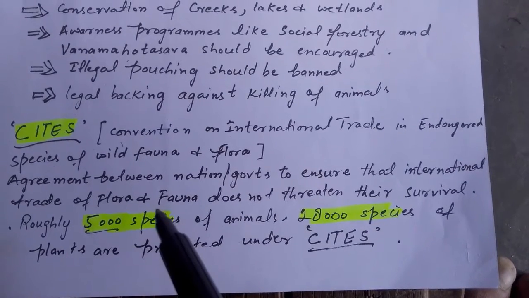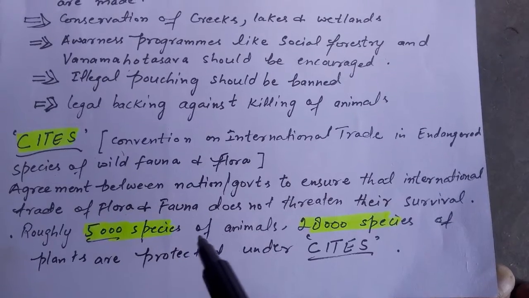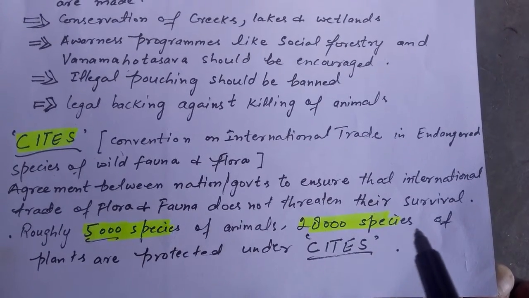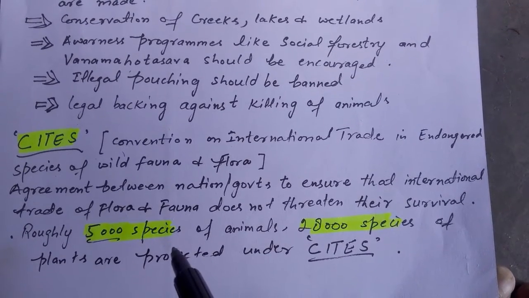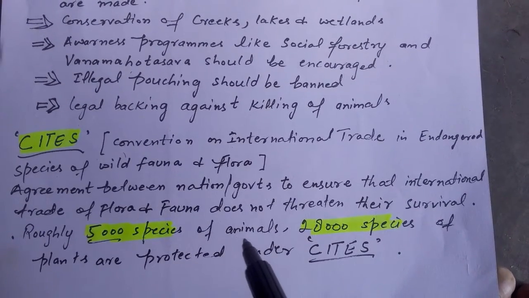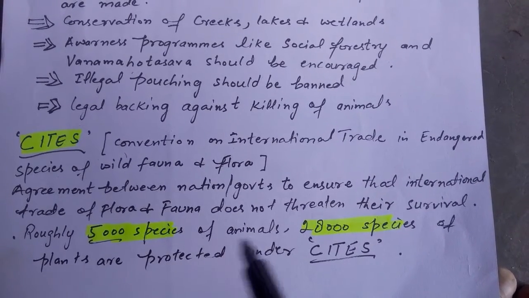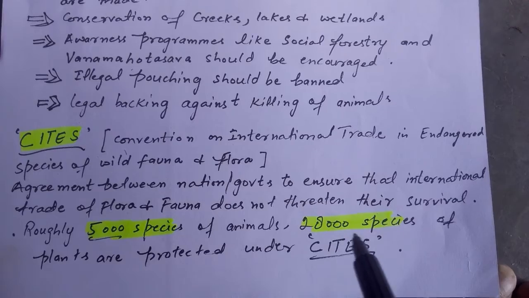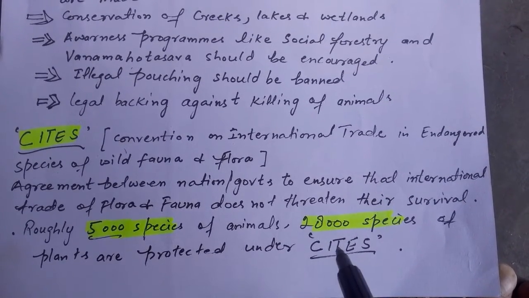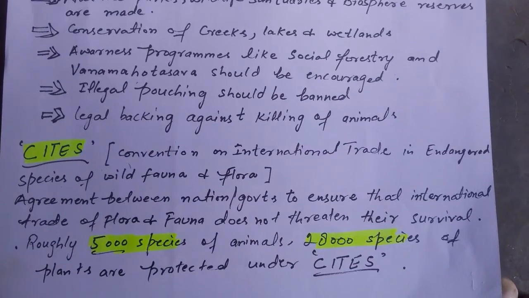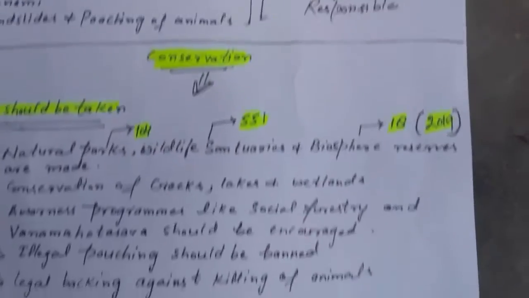There are some important points regarding this. Roughly 5,000 species of animals and 28,000 species of plants are protected under CITES. So well, this is all about conservation of natural vegetation and wildlife.